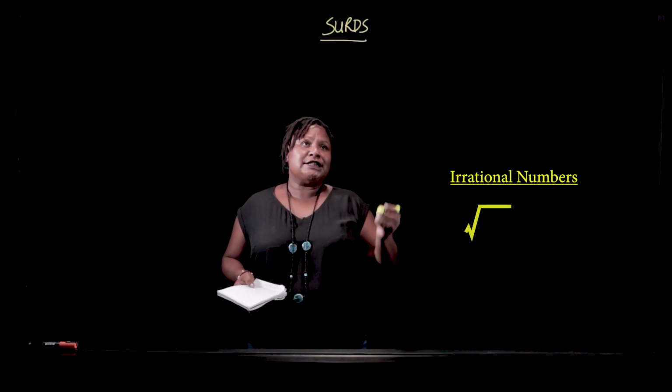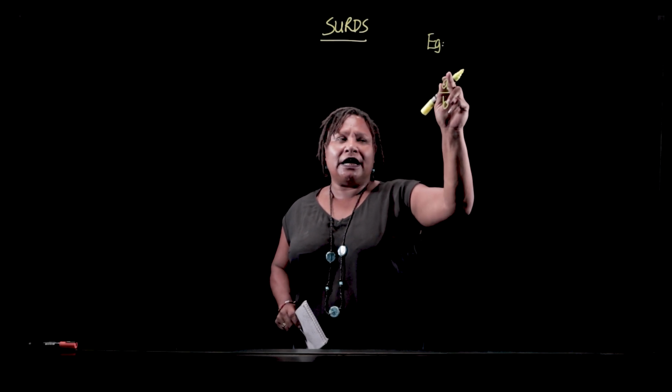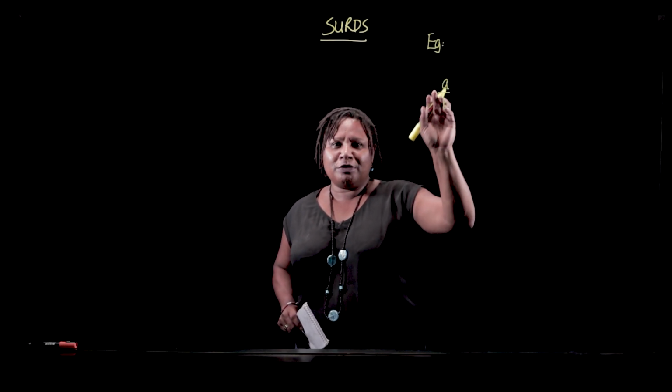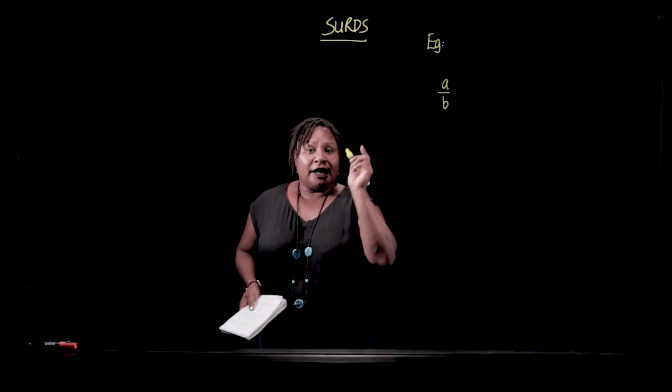So surds, good example of surd. Now remember, the difference here is they represent irrational numbers. Now we looked at irrational numbers already in grade 9. You should know that irrational numbers are numbers that cannot be represented in the form a over b, or as a fraction. This number being a whole number and this one being a whole number, okay? Positive whole integers.